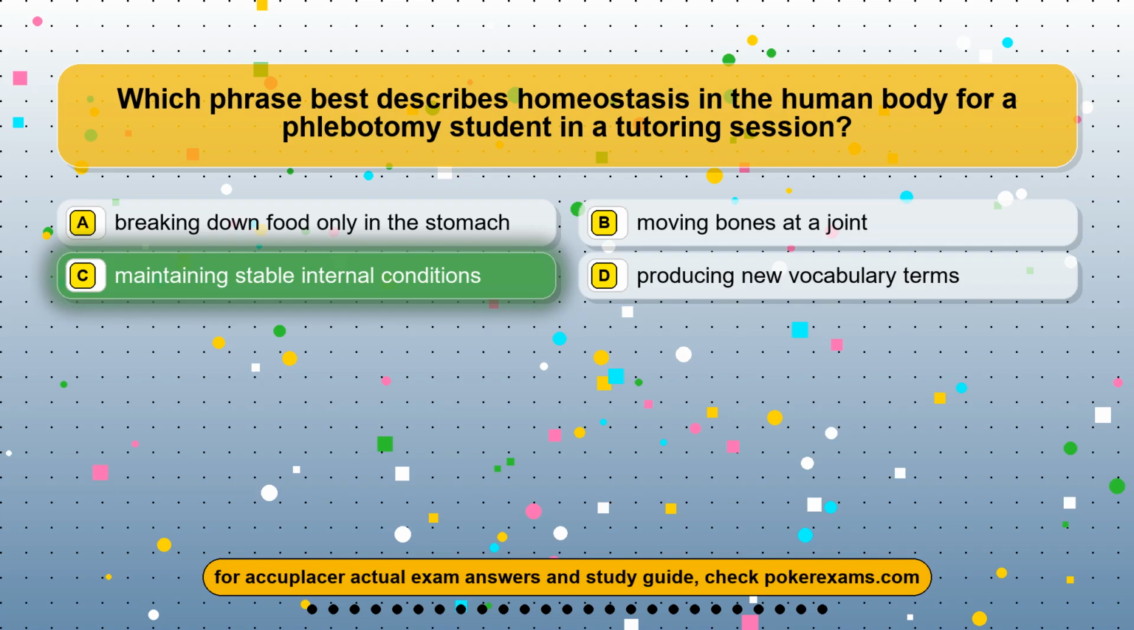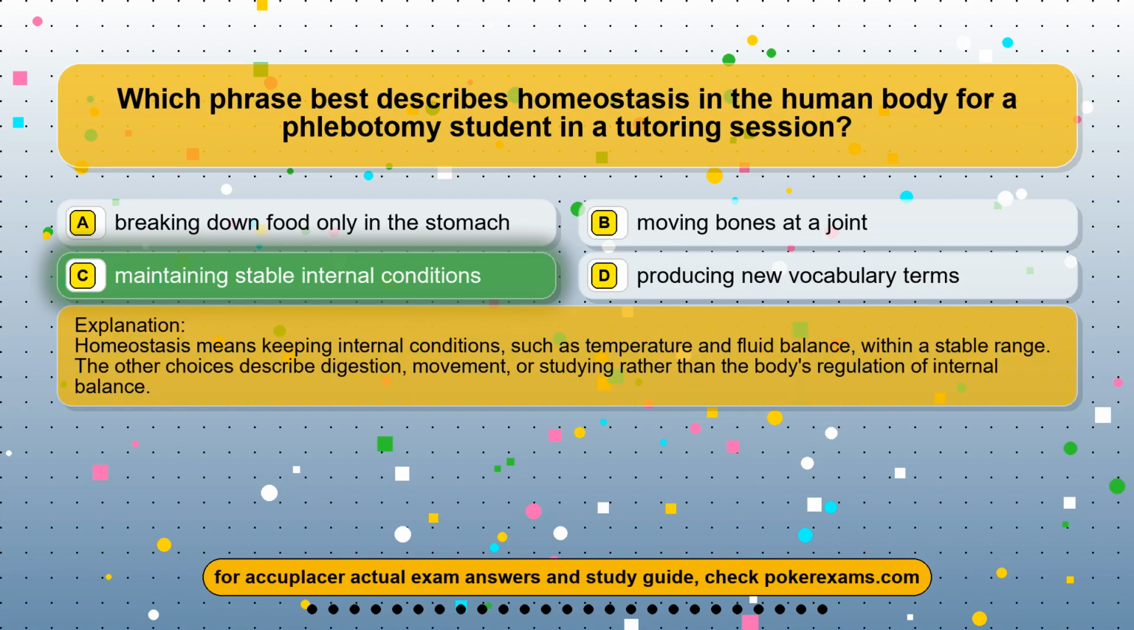The correct answer is option C. Maintaining stable internal conditions. Homeostasis means keeping internal conditions, such as temperature and fluid balance, within a stable range. The other choices describe digestion, movement, or studying rather than the body's regulation of internal balance.